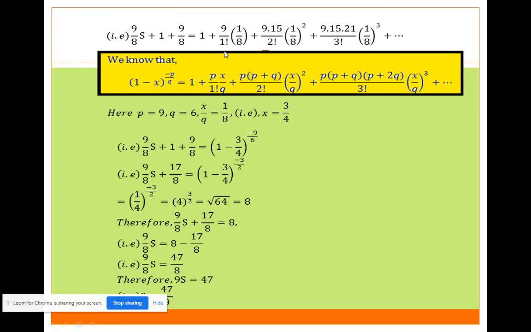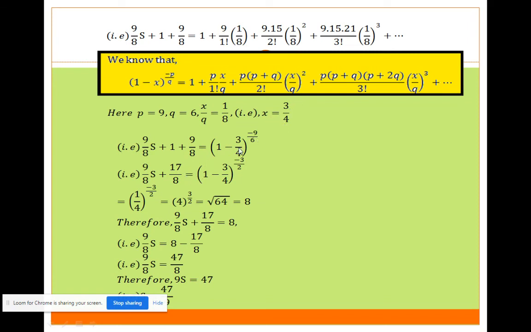So here, just easily we can compare. P is equal to 9, P plus Q is 15, that is 9 plus 6. So Q is equal to 6 here. P into P plus Q. X by Q is equal to 1 by 8. So X is equal to Q by 8, that is 3 by 4.